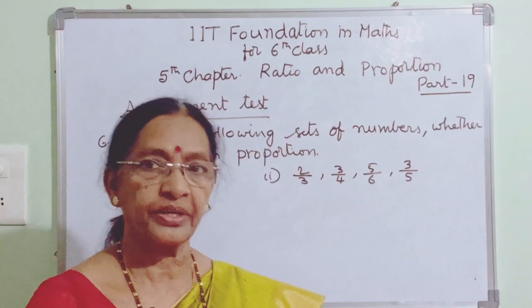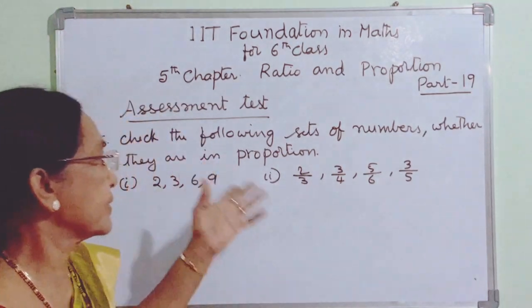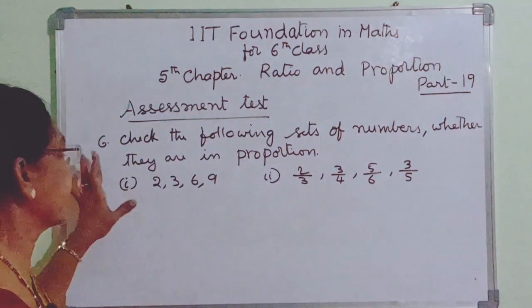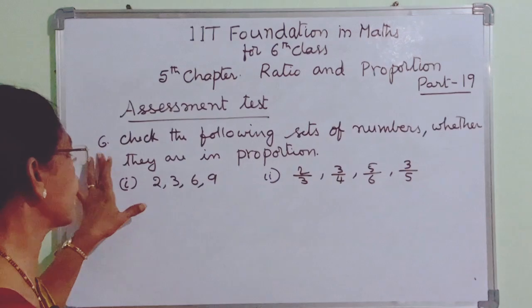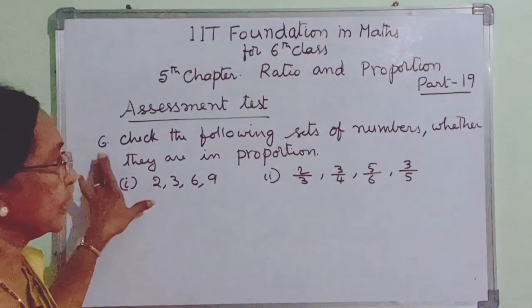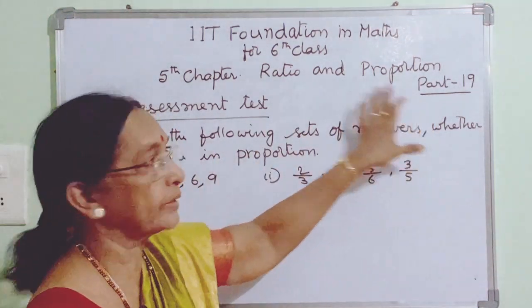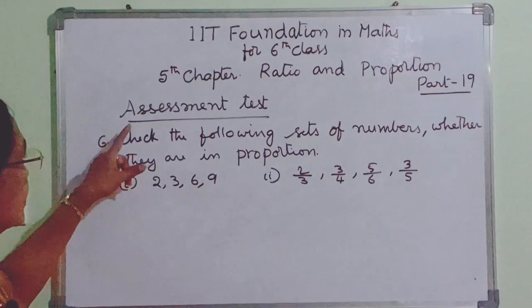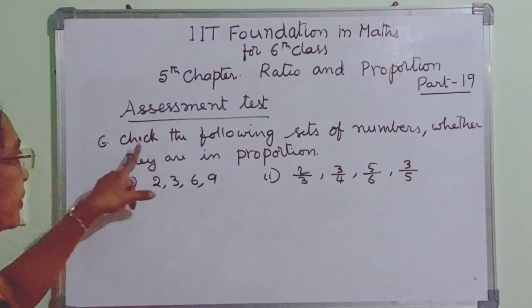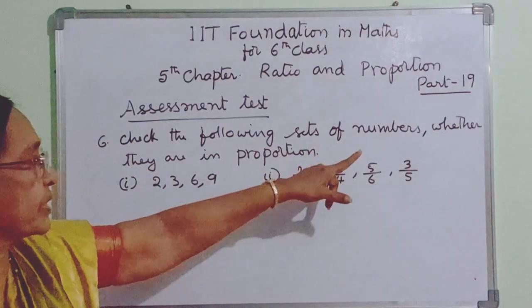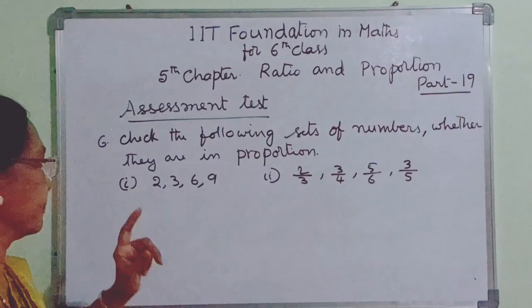5th chapter, Ratio and Proportion, and it is the assessment test, 6th. In the assessment test also, 6th problem. This is part 19th in this chapter. So, assessment test, 6th problem. Check the following sets of numbers, whether they are in proportion.